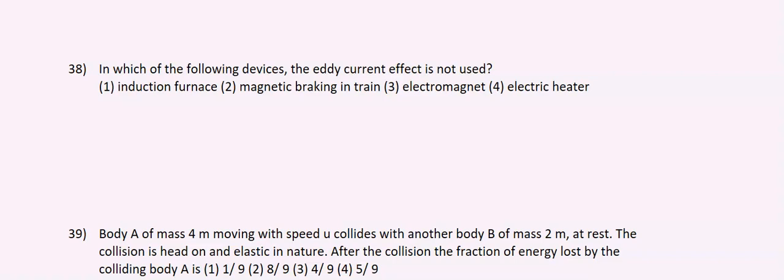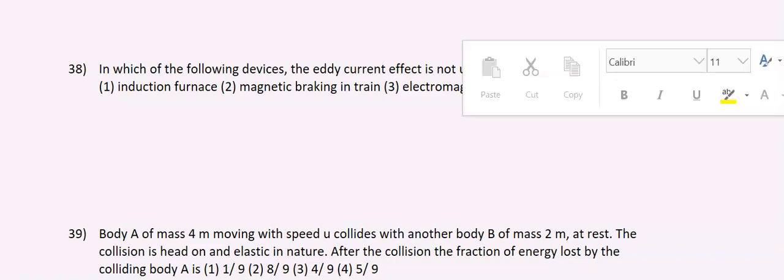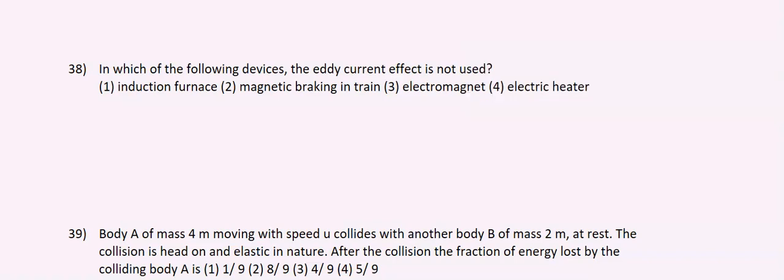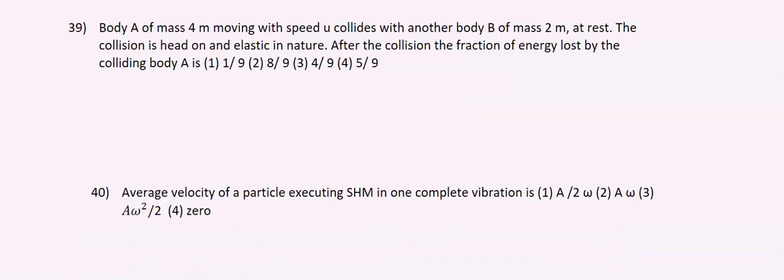Now going to the 39th question. Body A of mass 4m moving with speed u collides with another body B of mass 2m at rest. The collision is head-on and elastic in nature. After the collision, the fraction of energy lost by the colliding body A is 1 by 9, 8 by 9, 4 by 9 and 5 by 9. Now let us quickly solve this.